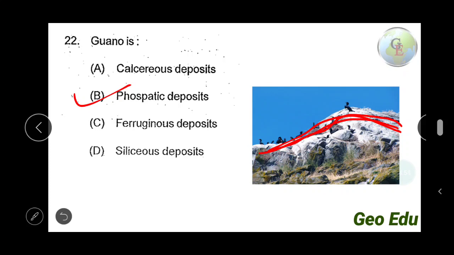It is fully covered with the excreta of birds, and it turns white because this excreta of birds consists of a lot of phosphatic material. So the answer will be phosphatic deposit. As a calcareous deposit, one example you can give is calc tufa. Ferruginous deposits include a lot of types like limonite, and chert will be a siliceous type deposit.